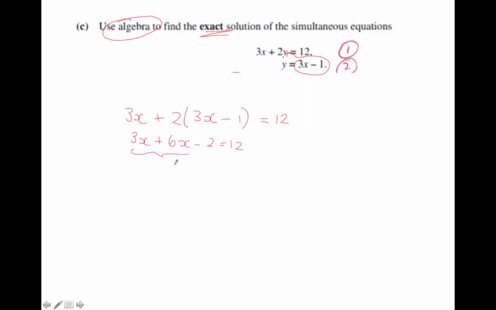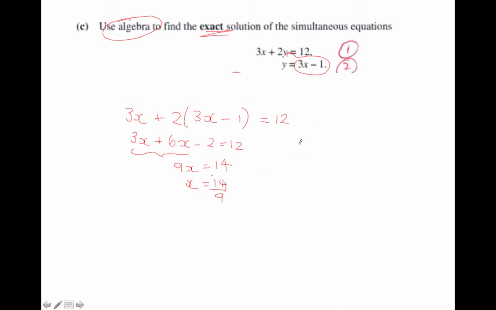So collect the like terms, I get 9x equals, and put the 2 across, 14. So x equals 14 over 9. So a lot of people got there and then got a bit stuck. So how do I find the y? Well, I need to substitute that back into this equation to find out what y equals.